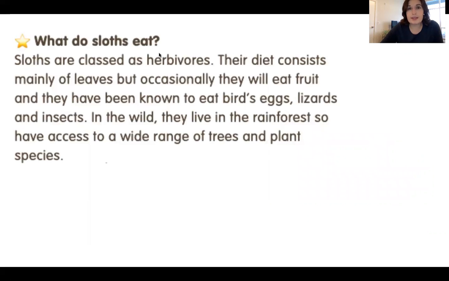What do sloths eat? Sloths are classed as herbivores. Their diet consists mainly of leaves, but occasionally they will eat fruit, and they have been known to eat birds' eggs, lizards, and insects. In the wild, they live in the rainforest, so they have access to a wide range of trees and plant species.